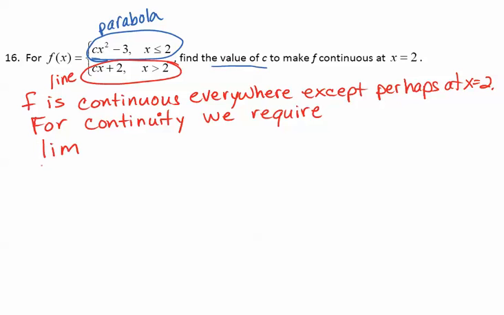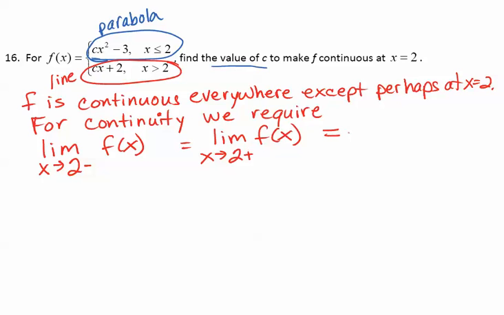We need the left-hand limit, as x approaches 2 from the small side, to be equal to the right-hand limit as x approaches 2 from the positive side. And of course that would still mean there could be a hole in the graph. So remember part 3 of our definition: the limit has to exist and the hole has to be filled in. So it also has to be equal to what we would get by direct substitution if we plugged in f of 2.